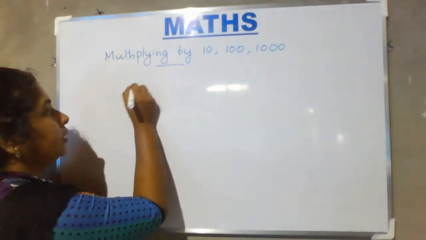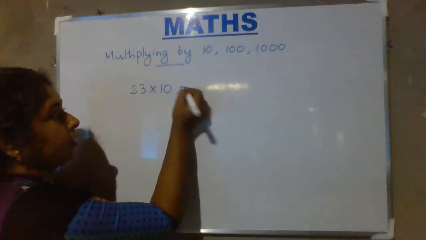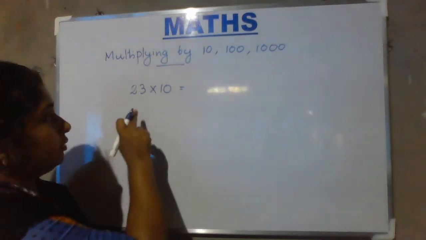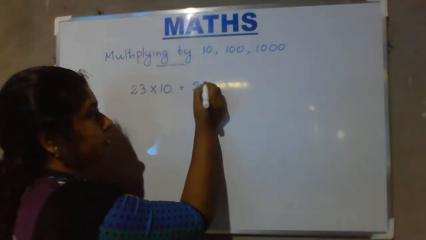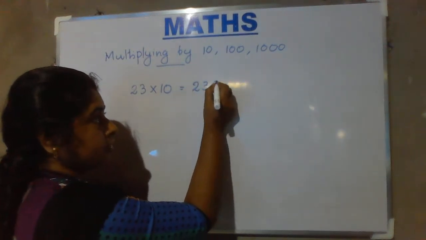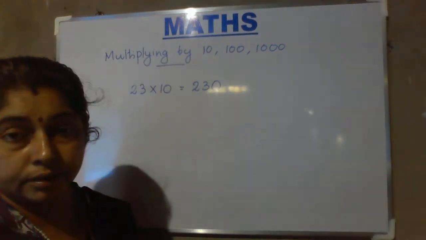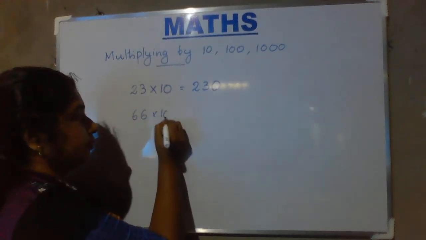For example, 23 into 10. Here we have to multiply 23 by 10. So we put 1 zero to the right of this 23. That is 23 and put 1 zero. 230 is the product of 23 and 10. Understand?